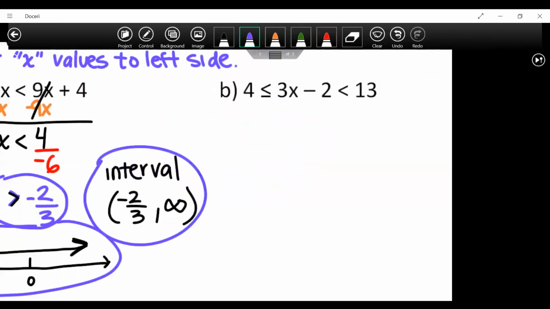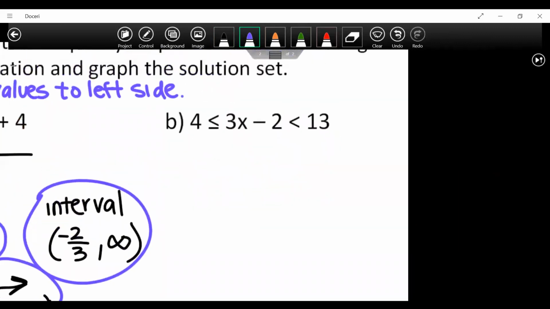With the compound inequality, it's slightly different. In this case, because we have two inequalities, that being less than or equal to and less than, we're actually going to solve this on both sides. Whatever we do in the middle to solve for x, we're going to do to both sides. So to solve for x, let's go ahead and add 2 everywhere. We're going to add 2 to each part of these inequalities.